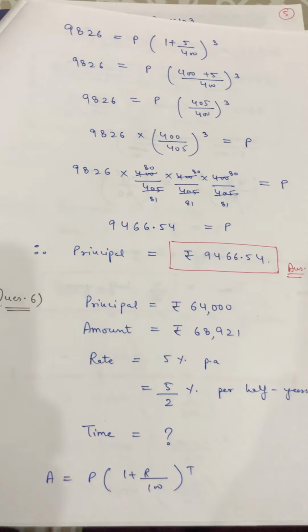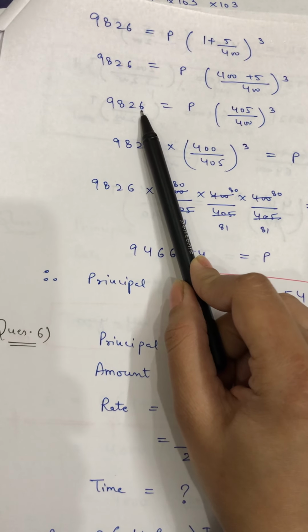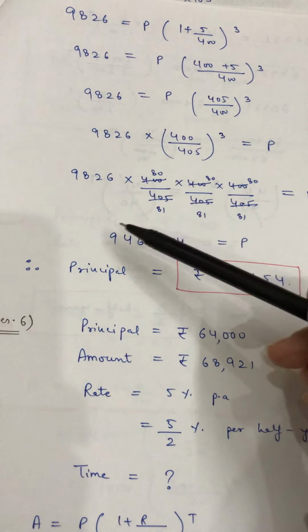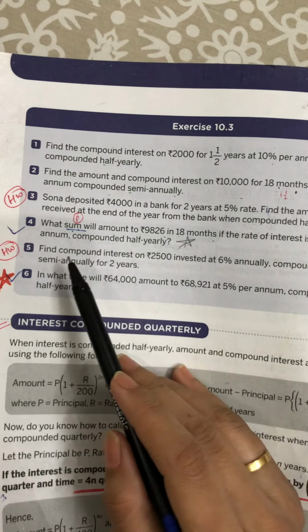Okay, so this is the principal. Only this fraction you have to shift to that side in reciprocal. Now cancel the terms and you will get the answer for the principal. Okay, fifth question I'm giving you for homework.